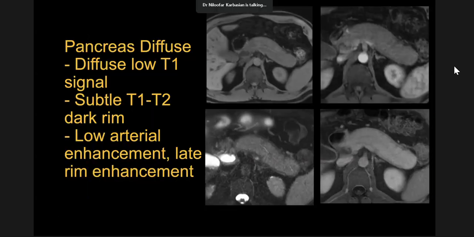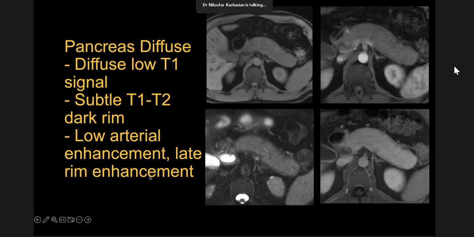So this is a classic look in the pancreas. This is an MRI T1 pre, MRI T1 arterial phase, T2, and an MRI T1 post-contrast delayed. You see that the pancreas has this diffuse loss of normal high T1 signal with this classic sausage shape and loss of the normal lobulated look around it. It has this rim of T2 dark surrounding it that has late enhancement. You can again appreciate that there is this T2 dark rim with delayed enhancement.